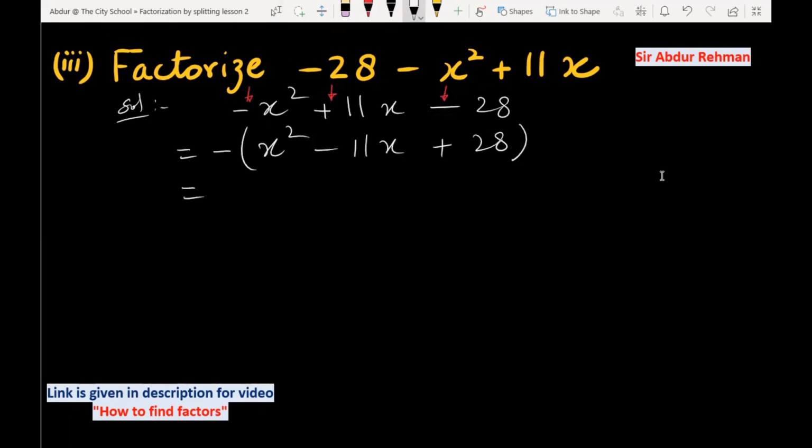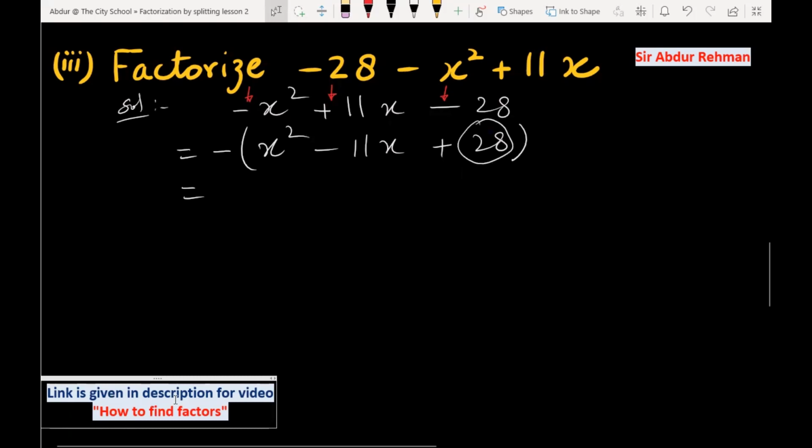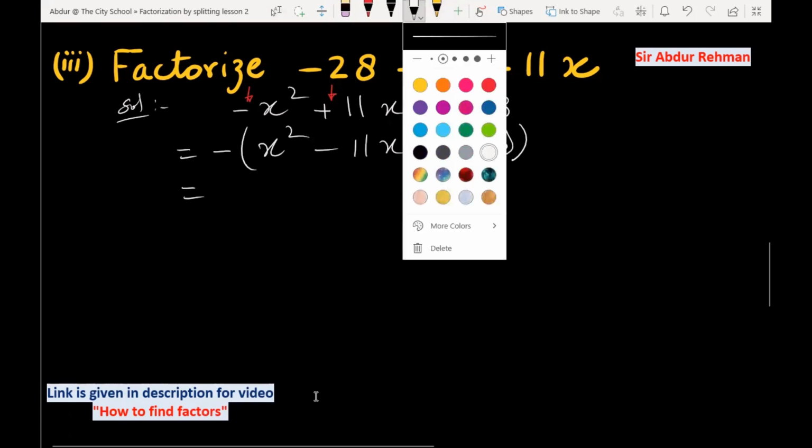The third step is you have to find a factor of 28. How to find a factor of 28? The link is given in the description for the video on how to find factors. Now let's take 28 here.